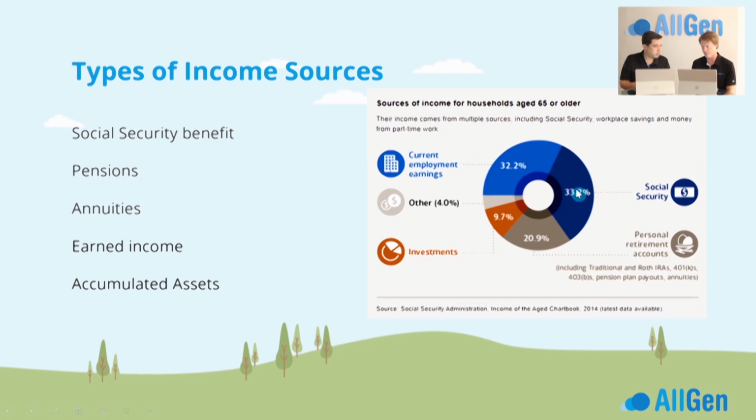So Social Security, you see, is about a third. And if you combine your retirement accounts, pensions, those types of things, that would be 20% on its own. But if you combine that with your investments, that's about a third. And then you have your current employment earnings, which is the other third. Right, which is a job.